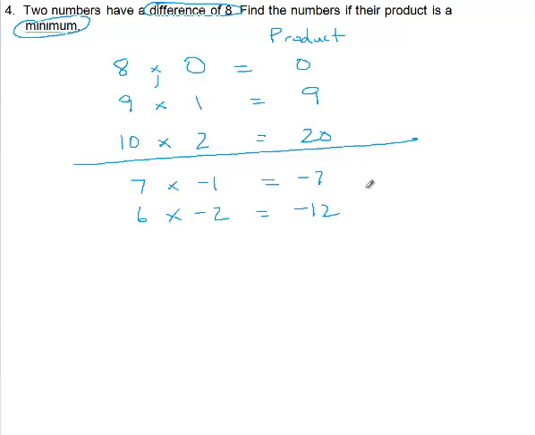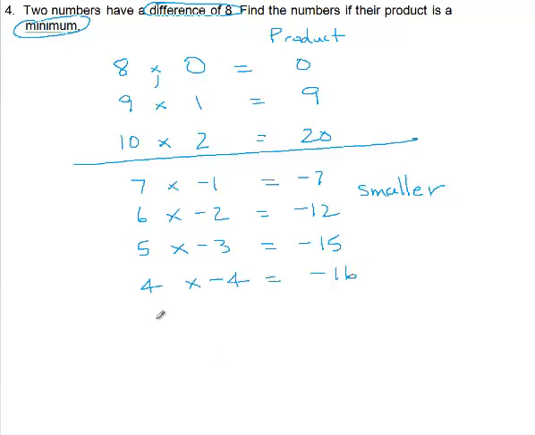Look, our numbers are getting smaller, aren't they? So we're heading towards a minimum. The product is getting smaller each time. 5 times negative 3, they differ by 8, that'll be negative 15. 4, sorry, I've gone the wrong way. This would be 4 times negative 4. That would be negative 16.